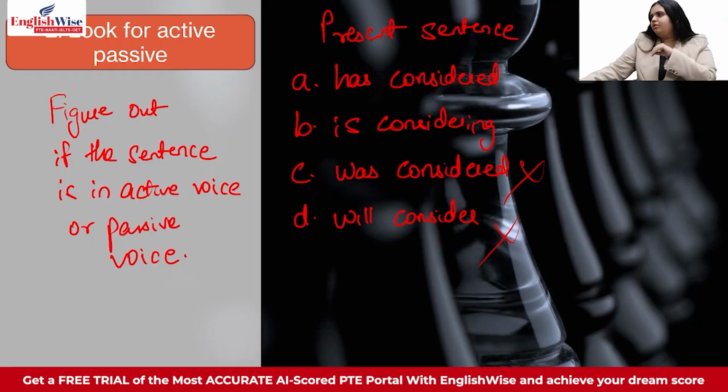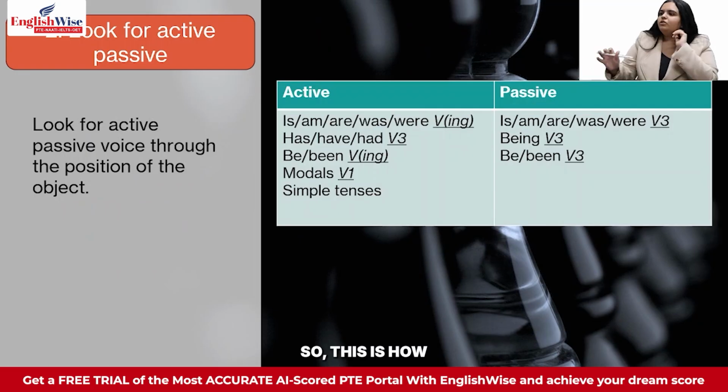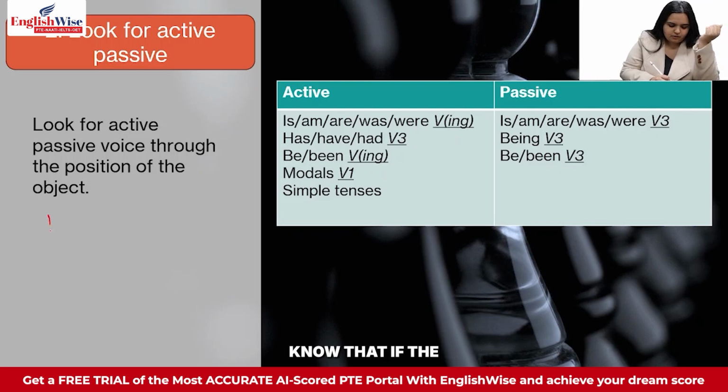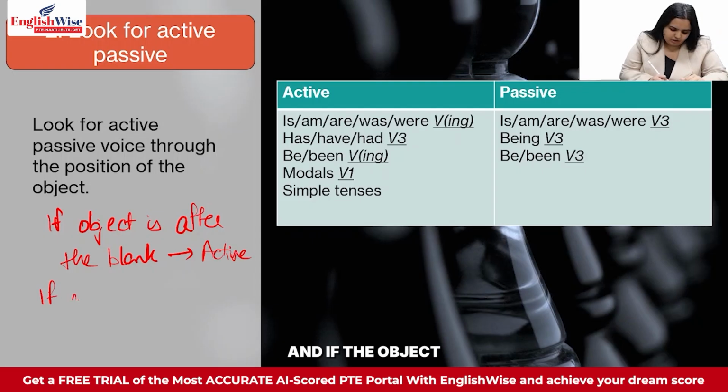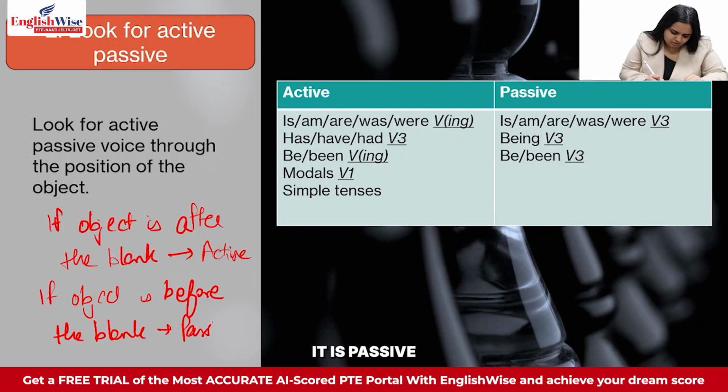Now when you are stuck with such a question, you will always go and find out the active passive voice next. This is how you look for active passive voice through the position of the object. Obviously, now you know that if the object is after the blank, that is your word, it is active voice. And if the object is before the blank, it is passive voice. So this is something we know so far.